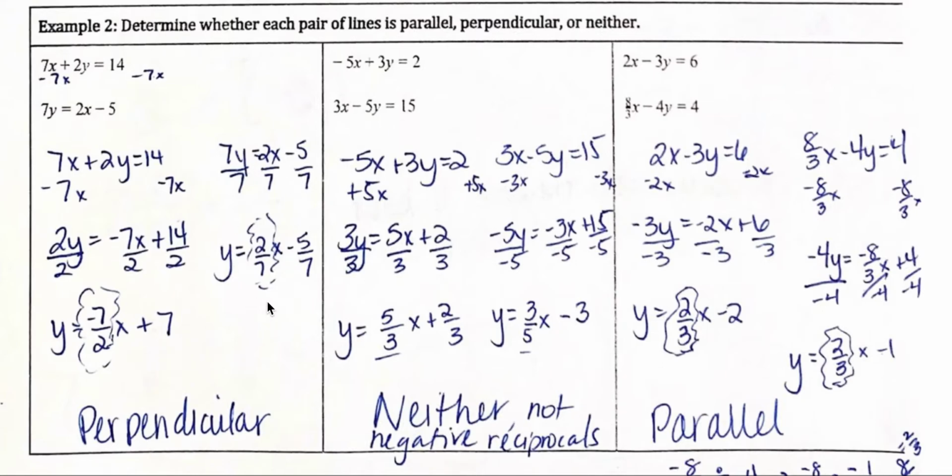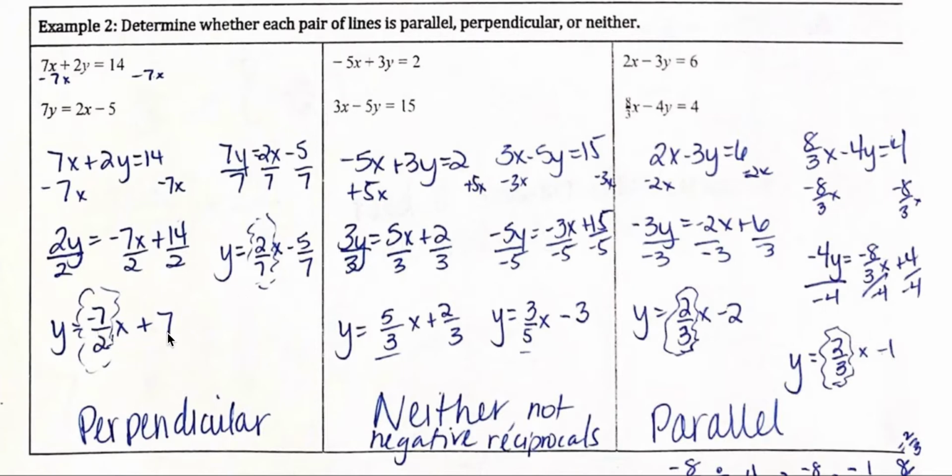Do the same thing with the equation on the right. So on the right, the goal is to get y by itself. So you're going to divide each term by 7. So you're left with y equals 2 over 7x minus 5 over 7.